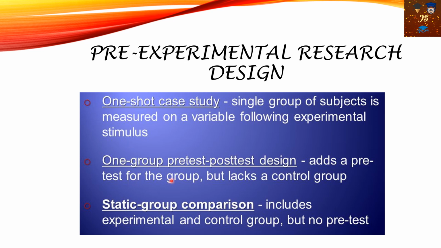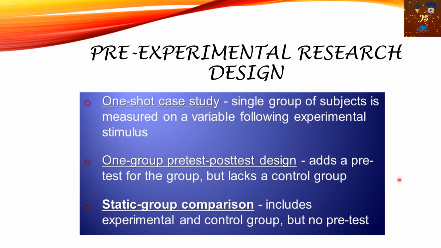The next one is the one group pretest and post-test design. It adds a pretest for the group but lacks a control group. Now what is the control group? There are two groups in a particular research. One is the experimental group, that means the group on which the experiment has been done, and another one is the control group, that means the group on which the experiment has not been done but which is kept as a reference with whom the research worker will compare after the experiment is over.